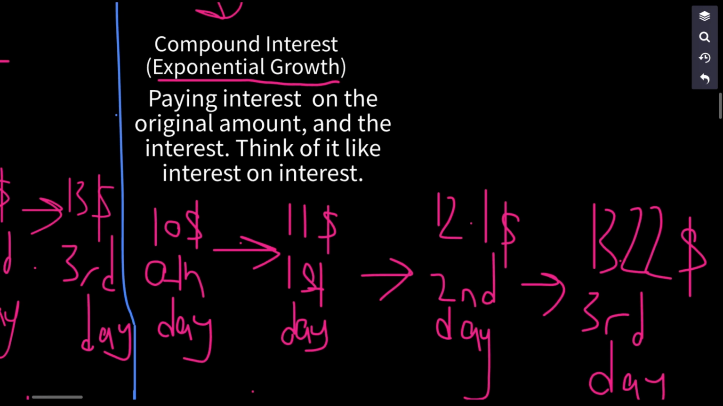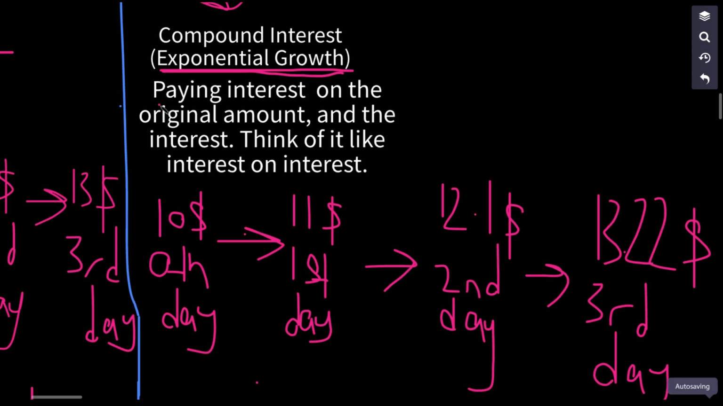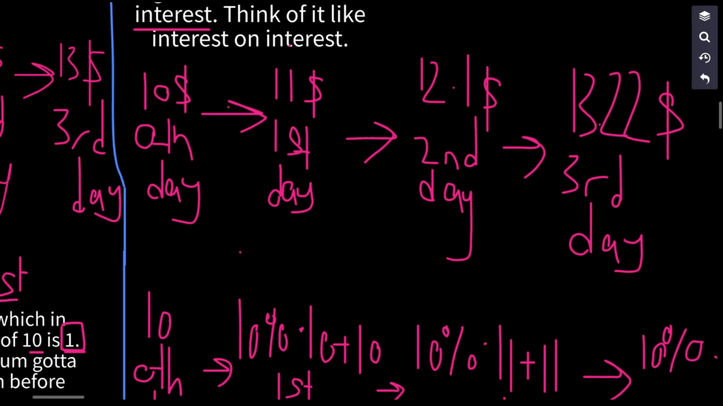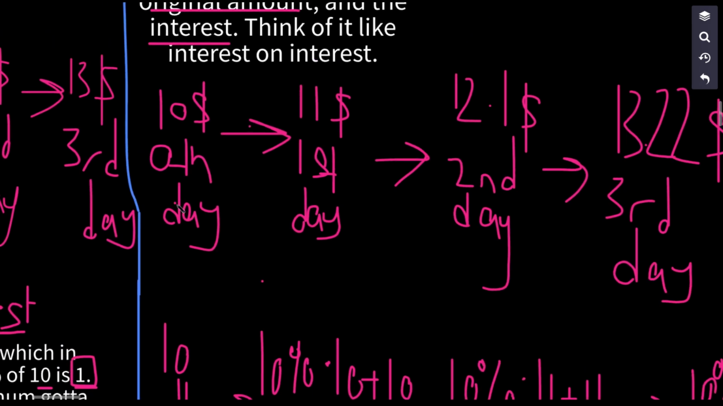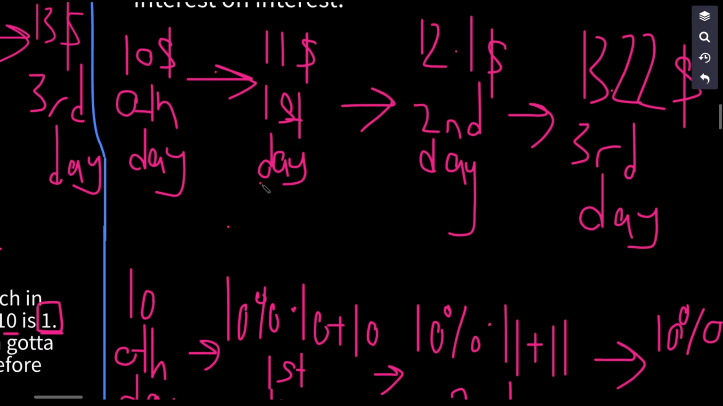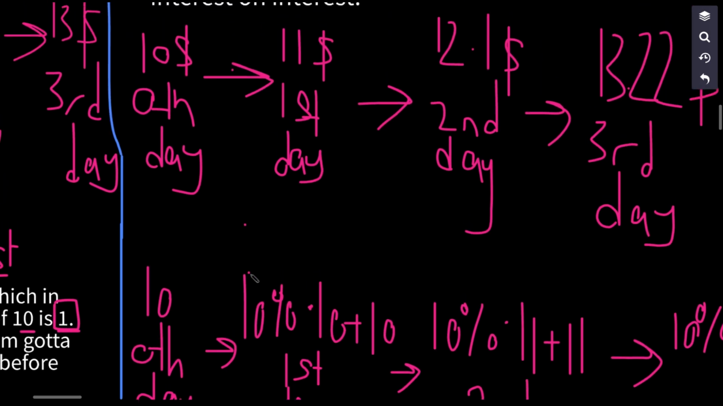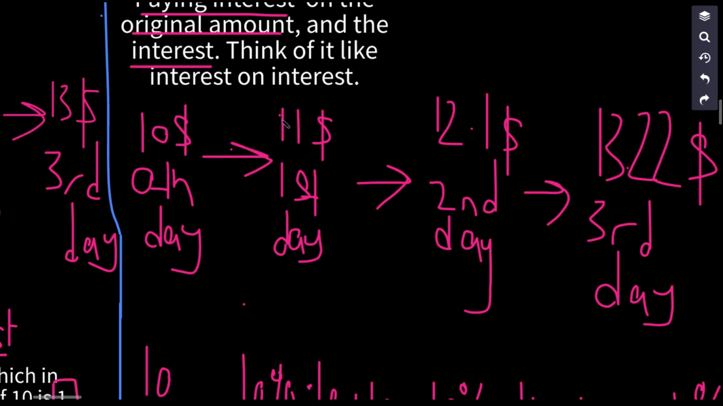Now we have compound interest. This is a little bit different. You can think about this as interest on your interest. It's exponential growth. You're paying interest on the original amount and on the new interest. This sounds really weird, but we can take a look at an example. On the 0th day, obviously, he owes me $10, right? Then on the next day, it's 10% of what we originally had. We had $10 at first, then he pays 10% on the $10, so he owes me $11, right?